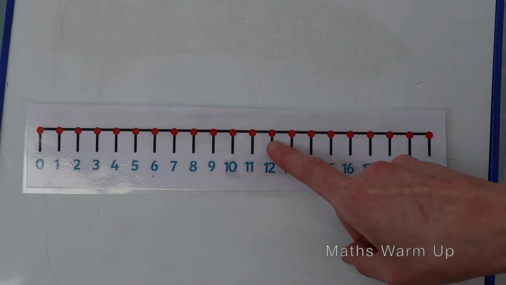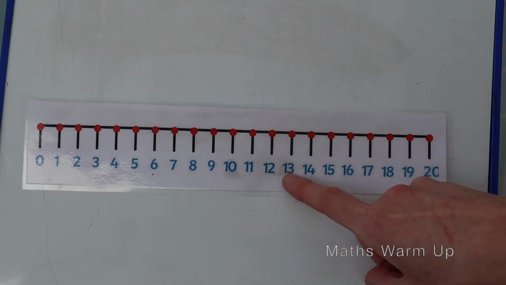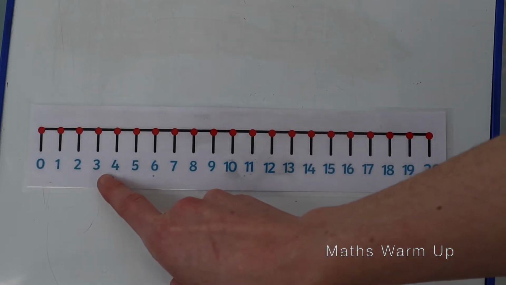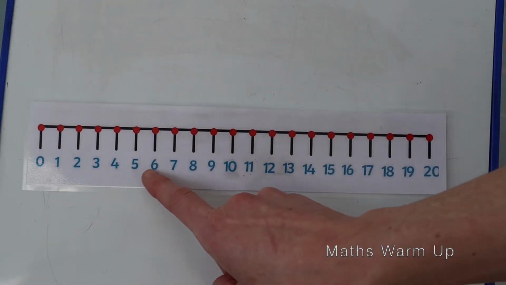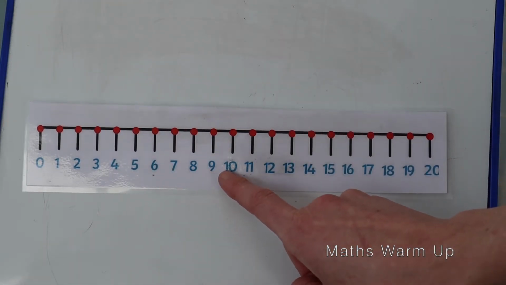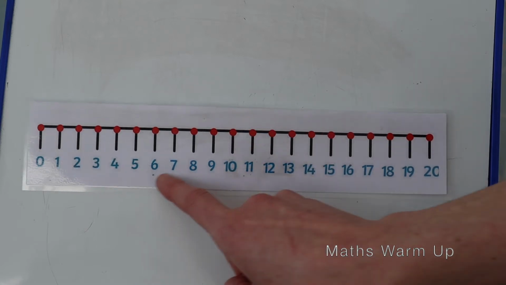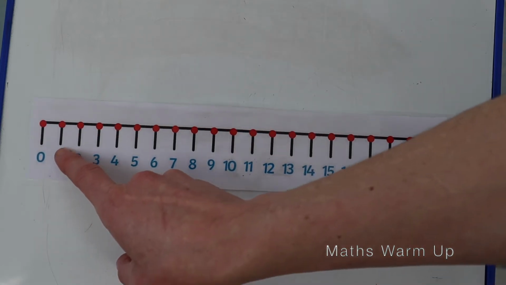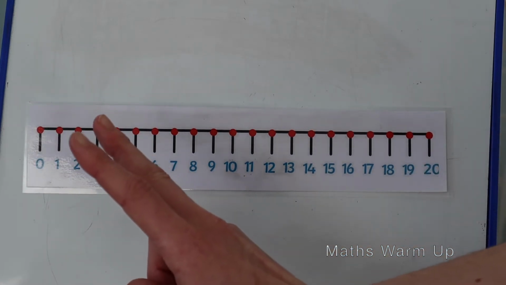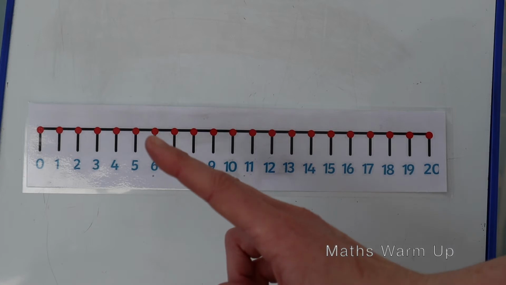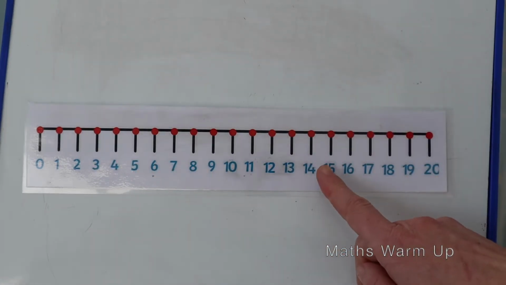1 more than 12 is 13. 1 more than 4 is 5. 1 more than 10 is 11. 1 more than 1 is 2. Right, let's do 2 jumps forward. Remember, if we're doing 2 jumps forward, we're doing 2 more.